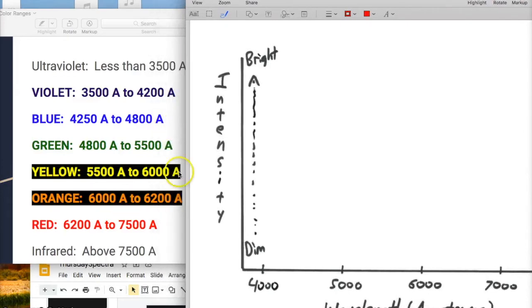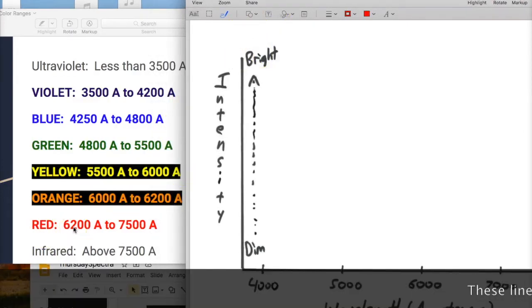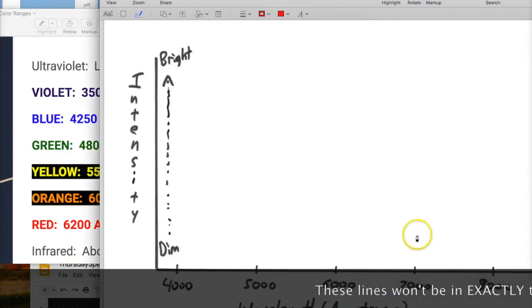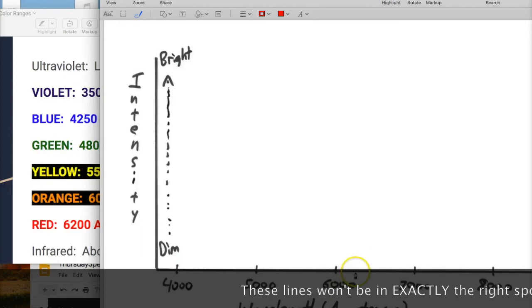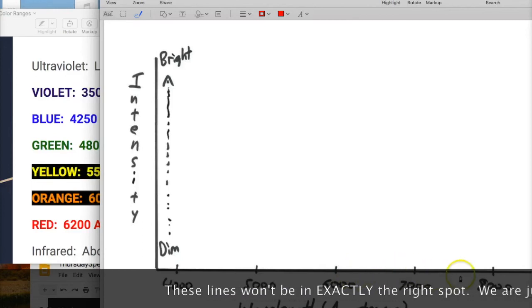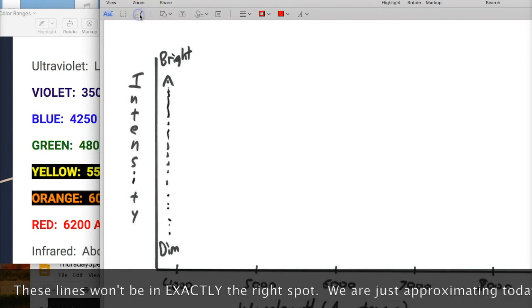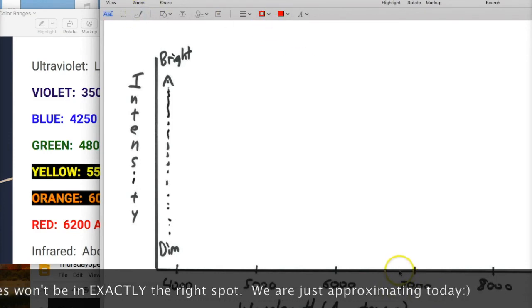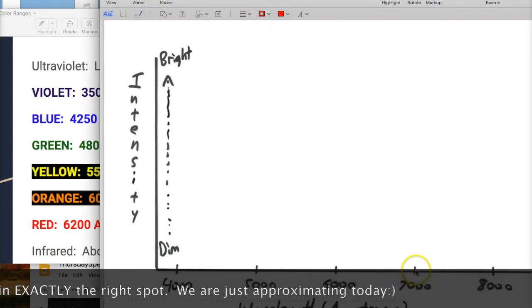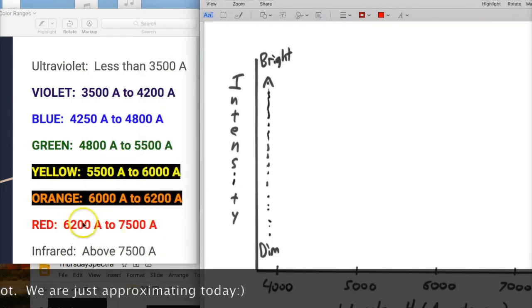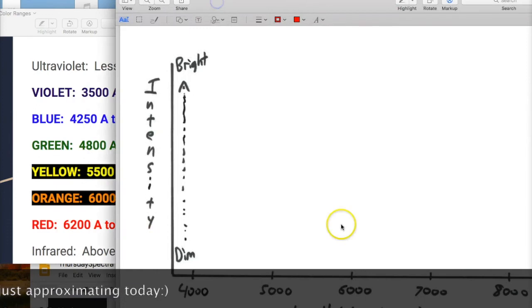So we have a bright red line first. So a red line's got to be between 6,200 and 7,500. So that's got to be up here, right? Between 6,200 and 7,500. We're going to draw a bright red line. Now you don't have to use red to do this. I'm going to. So I'm just going to put mine at 7,000. That's an okay place to put it. That's in the red range, right? Anywhere in this range. So I'm going to draw a really bright line.